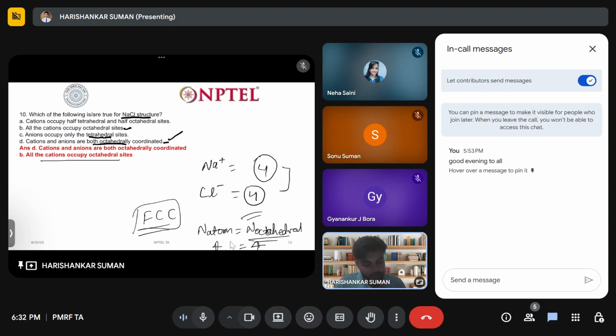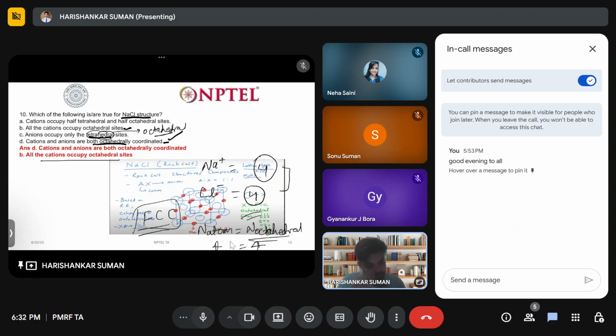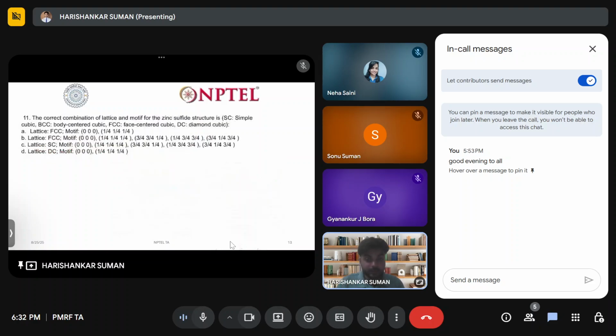This will not be right because of tetrahedral. If this is octahedral, then this will also be correct. Okay, let's see the next question.